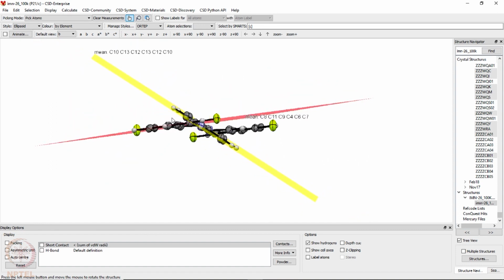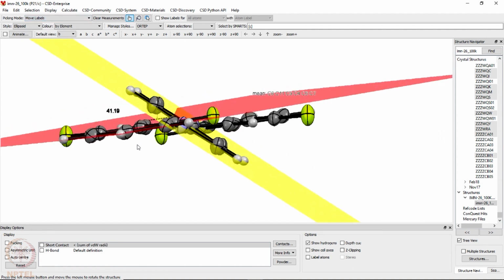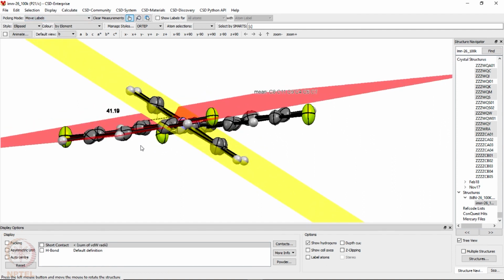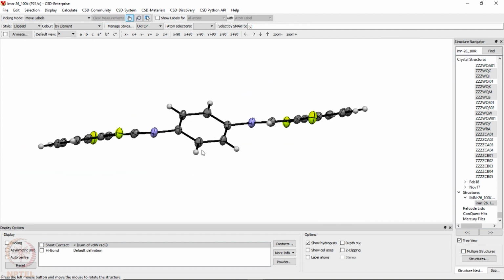What is the angle between these two planes? Again, you go back and measure the angle between the two corresponding planes. You can move the label to a visible point and see what it is. So the angle between the two planes is found to be 41 degrees. So we can clear the measurement and come back.